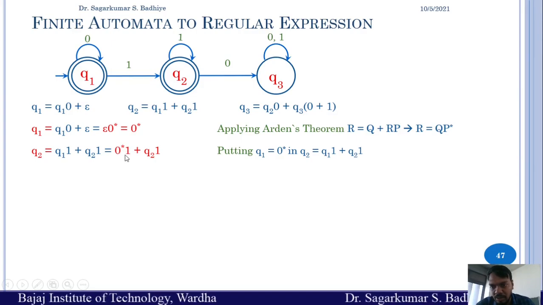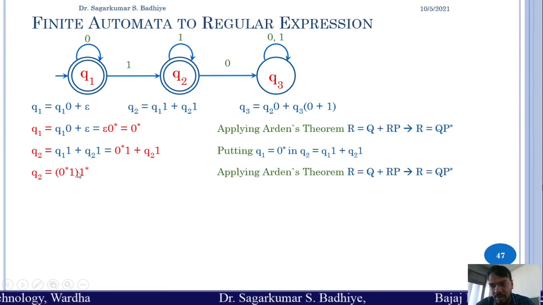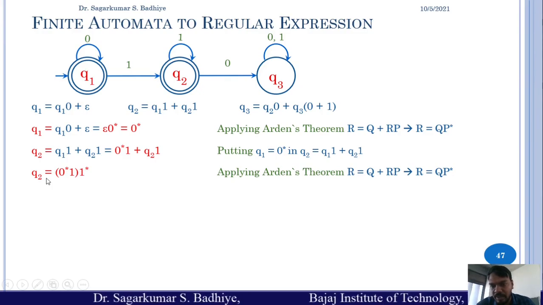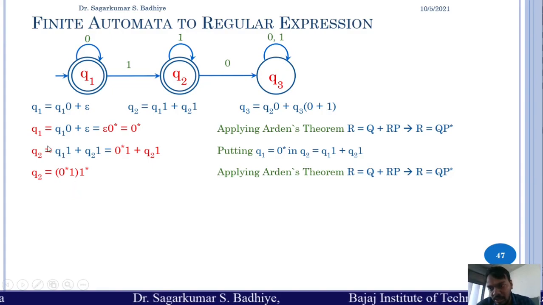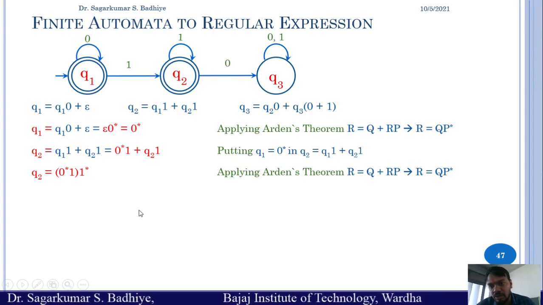Our Q is 0 star 1 and P is 1, so the solution for q2 becomes 0 star 1 (1) the whole star, so it becomes 0 star 1 1 star. This is according to Arden's theorem. Now we have obtained equations in terms of 0 and 1 for both q1 and q2, and we need to find the equation only for the final states. It is not necessary to obtain it for the non-final states, so we are not required to obtain the equation for q3.